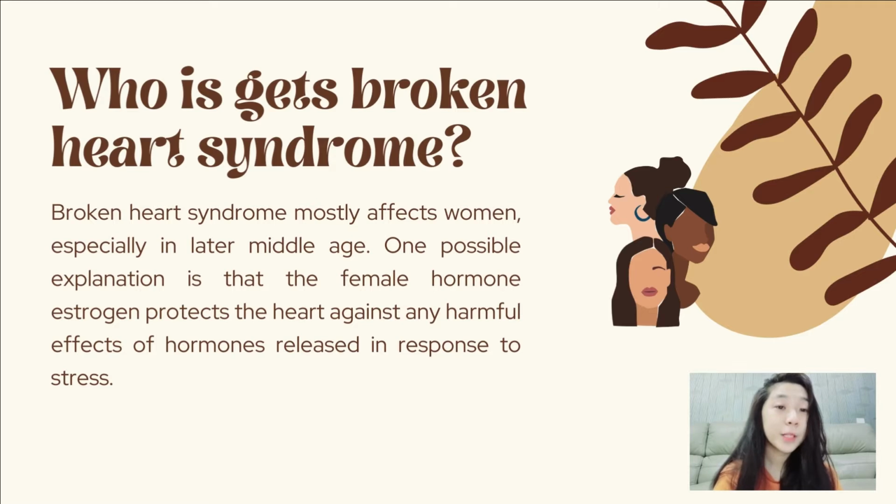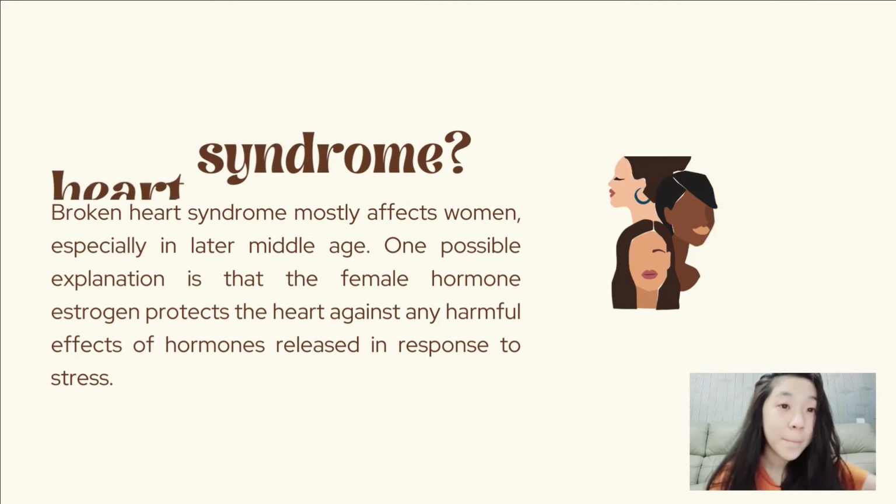Broken heart syndrome mostly affects women, about 88%, especially in later middle age after menopause, meaning the age range of 58 to 77. One possible explanation is that the female hormone estrogen protects the heart against any harmful effects of the hormones released in response to stress. As the level of estrogen declines with age, women might be more susceptible to the effects of sudden stress.